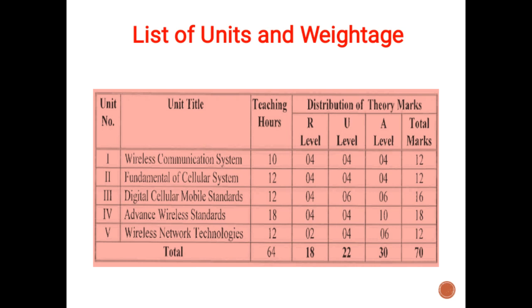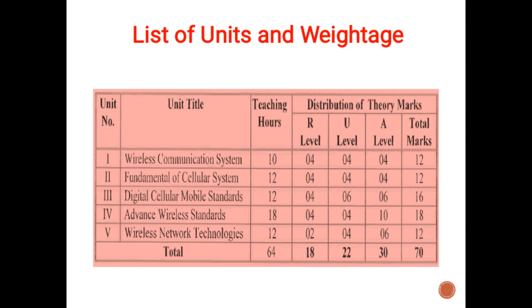The third unit is digital cellular mobile standards, which has a weightage of 16 marks. The distribution is like 4 marks for remember, 6 marks for understand, 6 marks for apply. The fourth unit is advanced wireless standards, which has a weightage of 18 marks, distributed like 4 marks for remember, 4 marks for understand and 10 marks for apply.